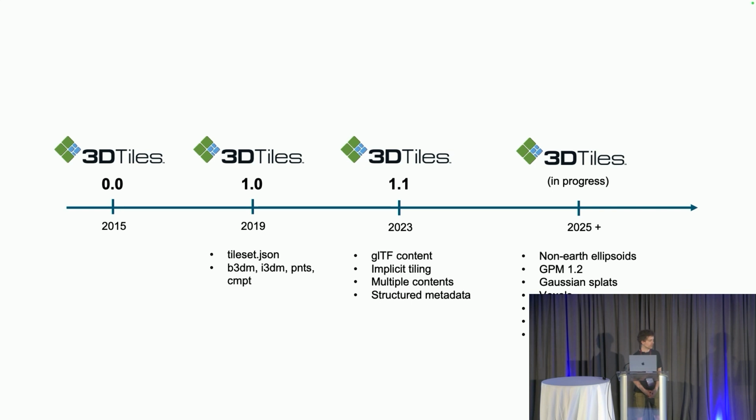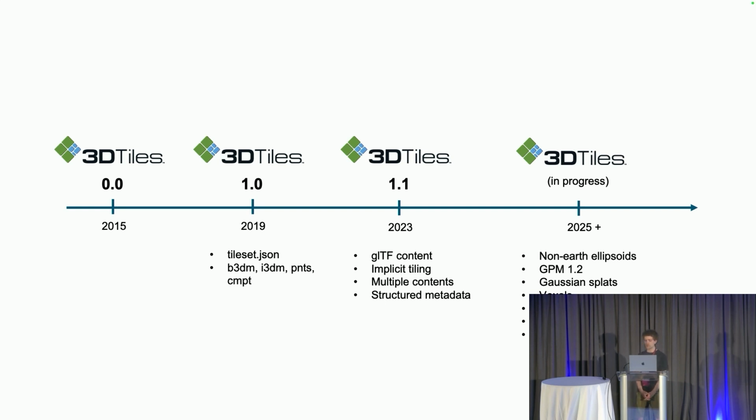So before I talk about what's new, I just want to give a quick history of 3D Tiles. So 3D Tiles was released as an open specification in 2015, and then became an OGC community standard in 2019. And then later in 2023, we published 3D Tiles 1.1 as a revision to the community standard. And that added new features such as the ability to reference glTF directly, implicit tiling for efficient quadtrees and octrees, the ability for a tile to reference multiple contents, and then structured metadata at a variety of granularities, including per vertex and per texel.